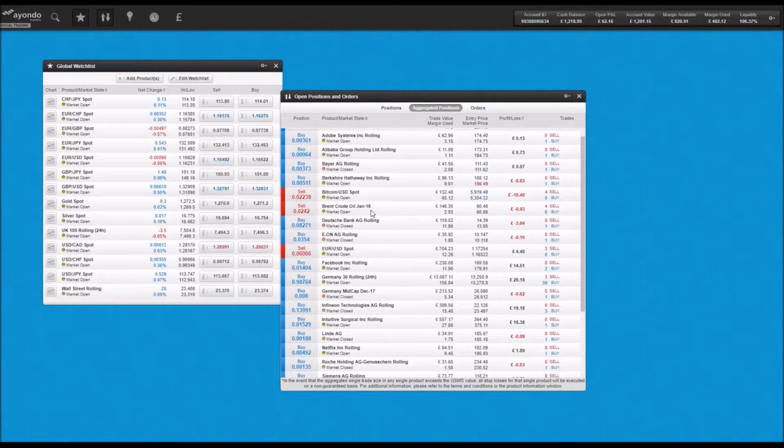What else have we got in here? Bitcoin, I'm short Bitcoin, really? I don't want to be short Bitcoin, but there you go. It's short Bitcoin about 0.022. So that's 2.2p a point on Bitcoin.